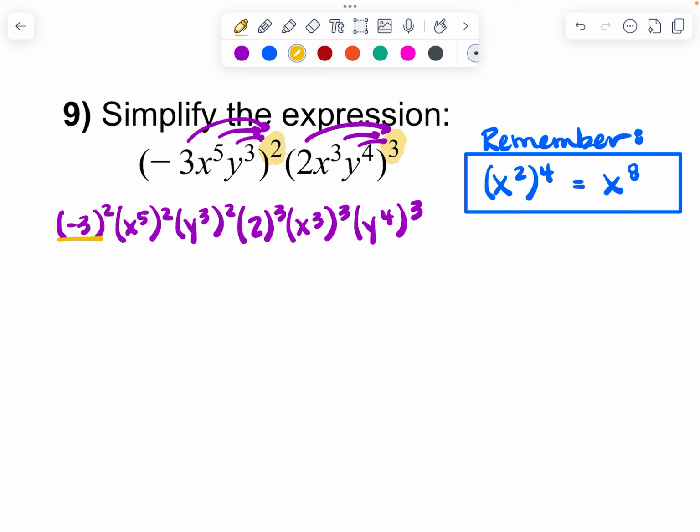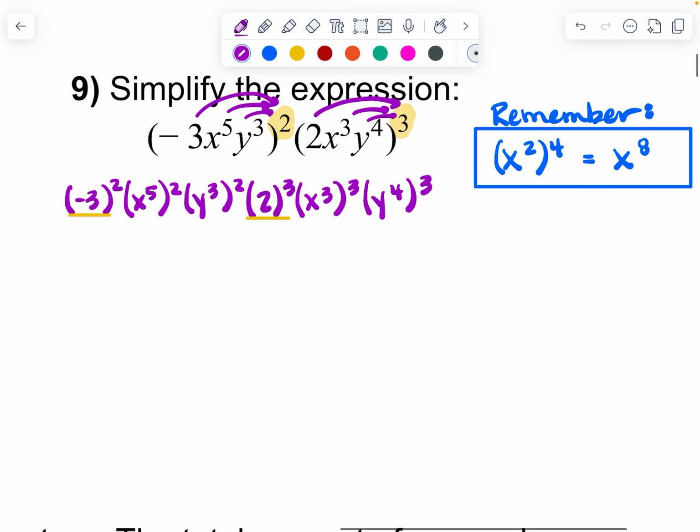Now, the cool thing about this guy and this guy is these are just numbers, and you can just legit type that into your calculator, right? So I know that -3 squared is +9. Please, if you're going to type that in your calculator, you must put the -3 in parentheses. It's not the same thing if you don't.